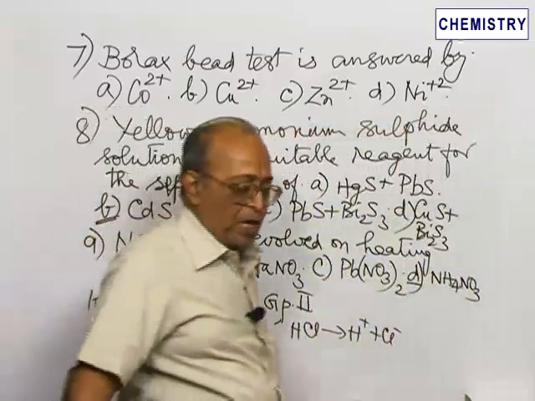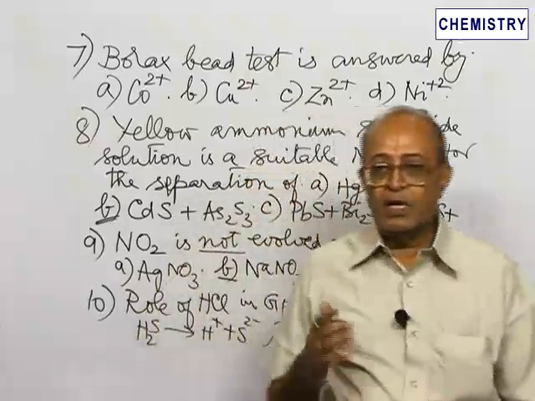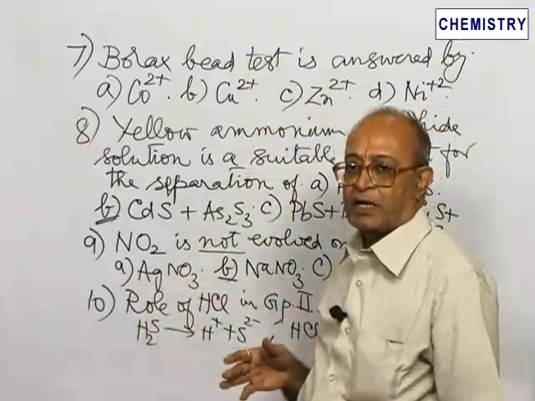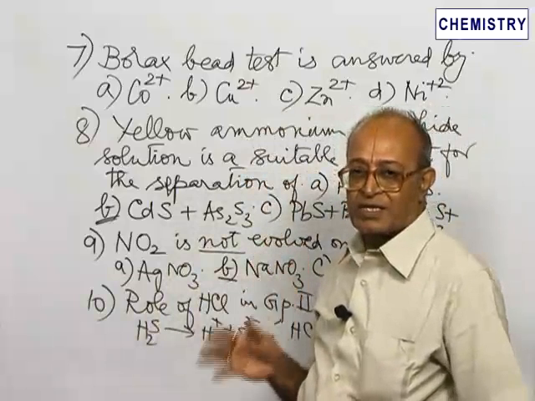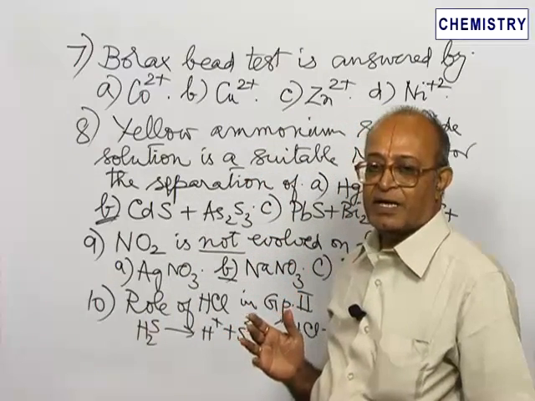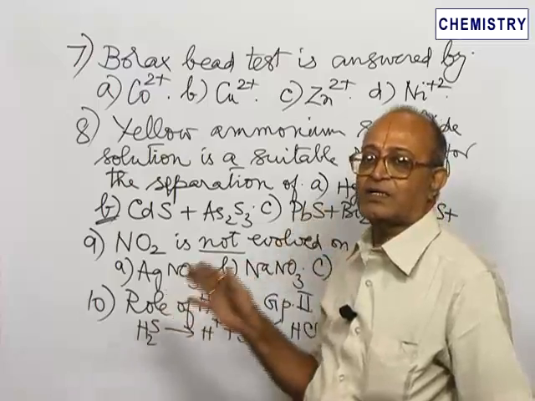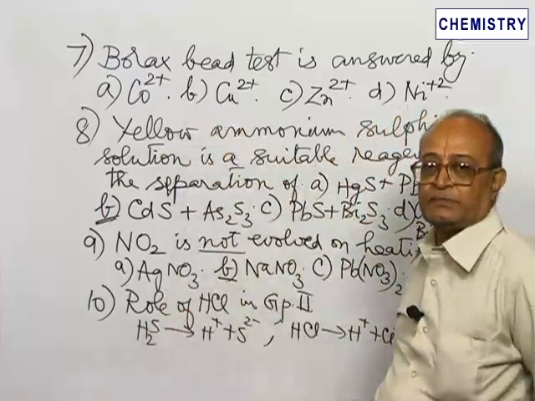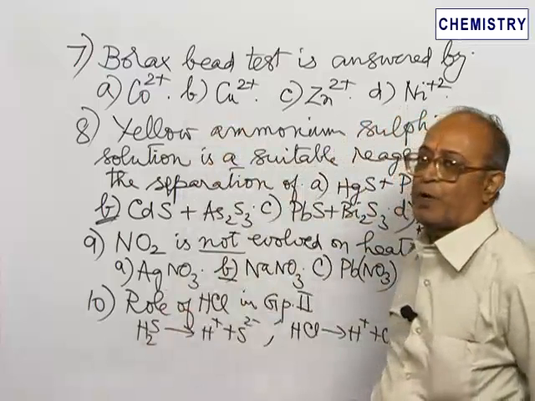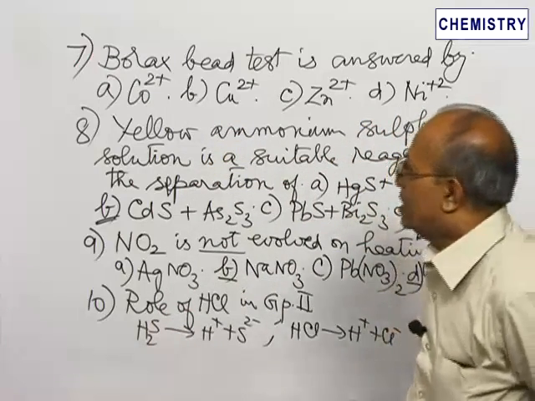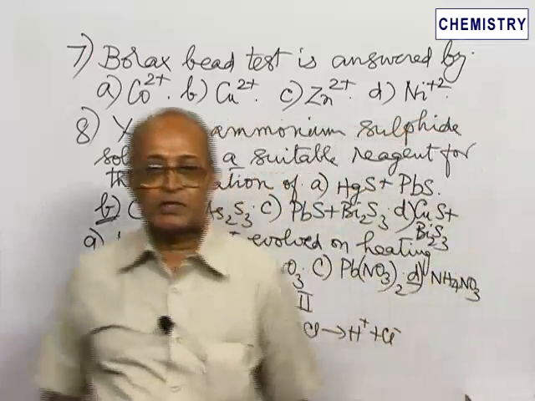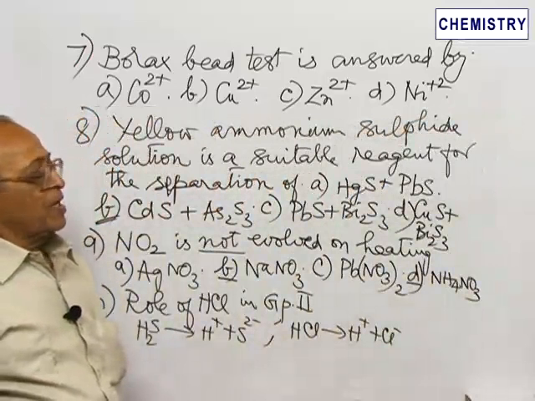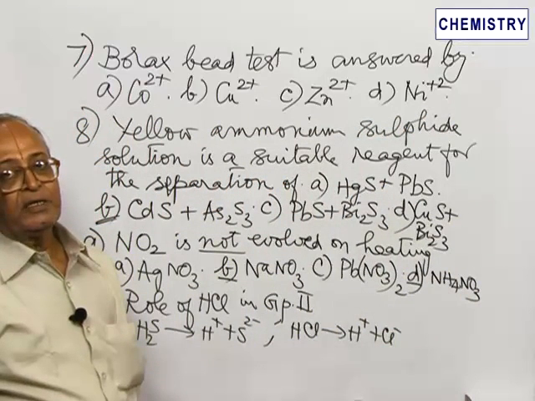So whenever the borax bead test or microcosmic salt test is mentioned, immediately you should remember these tests are meant for the identification of colored salts. Now look at the 4 answers. A, Co2+, B, Cu2+, C, Zn2+, and D, Ni2+.